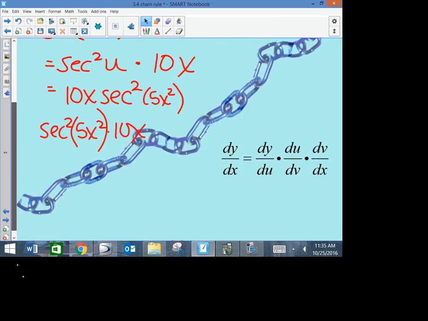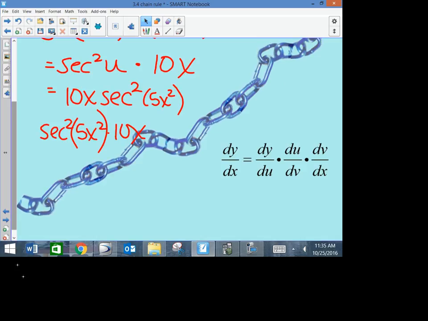All right. I don't know that I have any examples. If I don't, I will come up with some, but sometimes you have to do 3 chains instead of just 2. And you don't want to use u every time, so if we have to use another one, we usually use v.